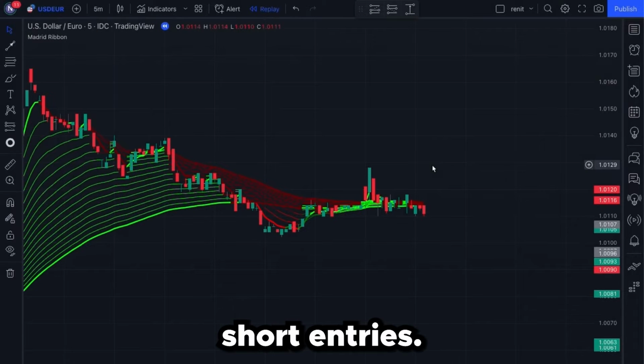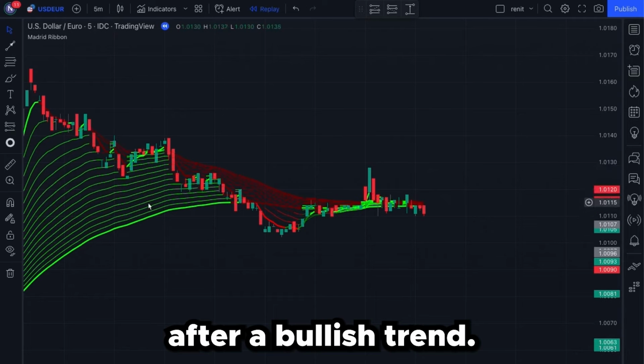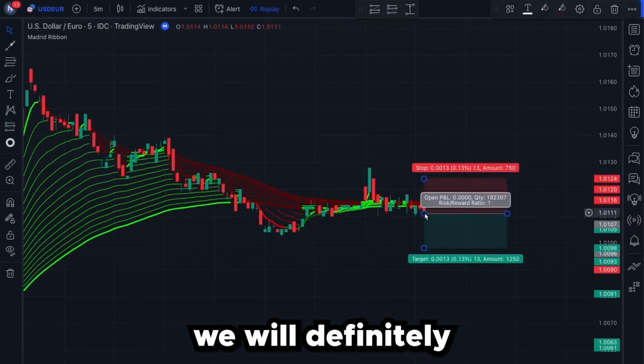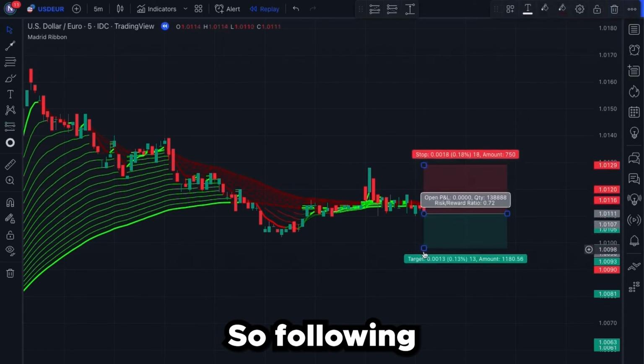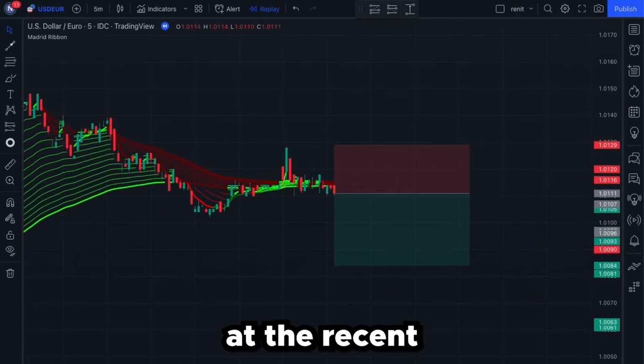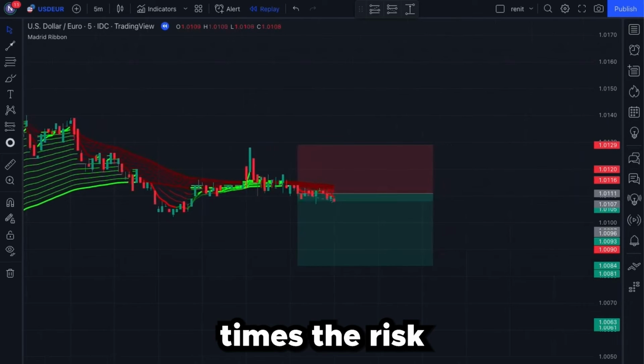Now one final example of short entries. We see our Madrid ribbon is a fully red color straight after a bullish trend. We also have our price action a red color. This is a very good looking trade setup and one we will definitely be entering. So following the entry rules, we can place the sell order at the close of our trigger candlestick, then set the stop loss at the recent swing high, and then place our take profit target at 1.5 times the risk.